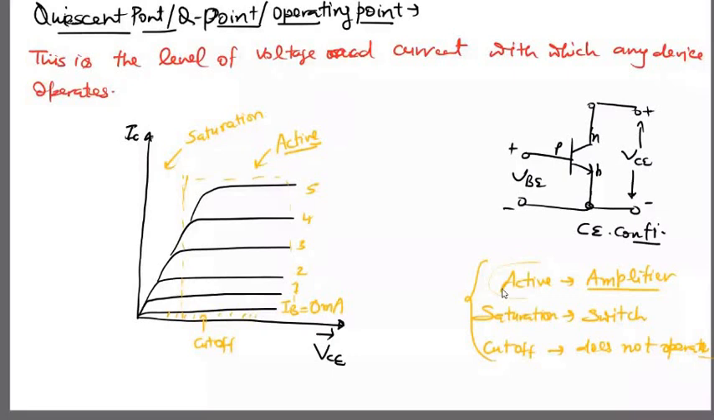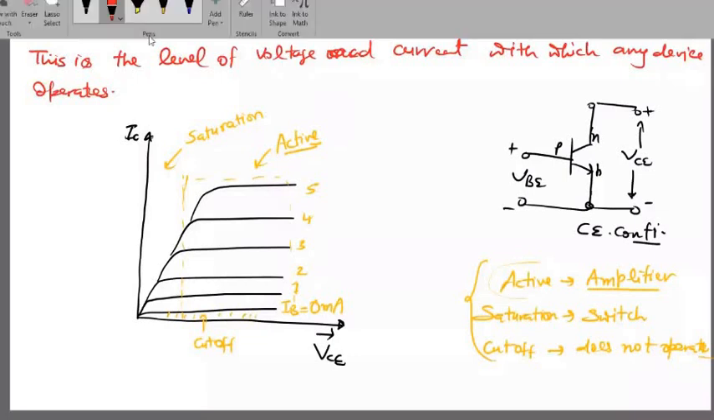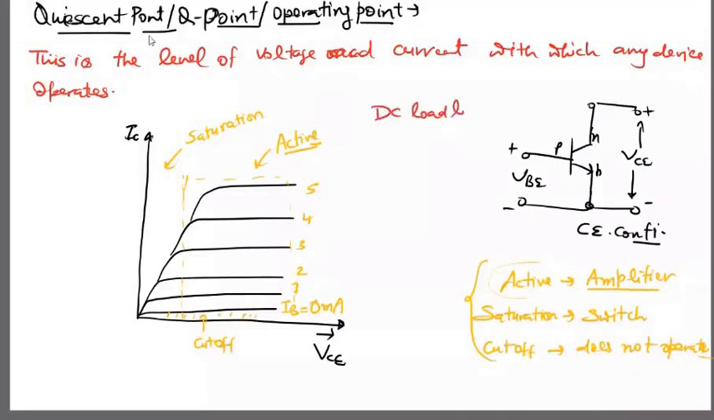DC load line. Here what we do is draw a line that connects the maximum value of IC, which is ICC, and the maximum value of VCE, which is VCC. This is called the DC load line. At any point on this DC load line, we can define the value of current and voltage. So the DC load line defines the value of voltage and current in the transistor and defines whether the transistor is working in the cutoff region, active region or saturation region.